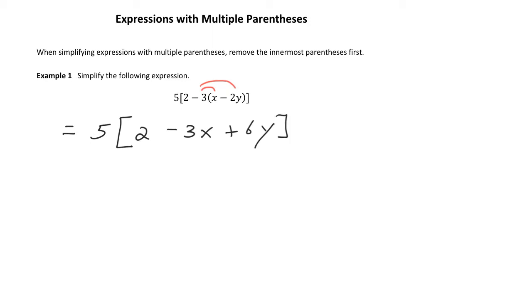I ignored pretty much the 5. This, technically a bracket, is acting as a parenthesis. I just wanted to work with the 2 minus 3 times x minus 2y and multiply that out. There are no like terms to combine, but now that this is done, I can distribute the 5 to the 3 terms inside the outermost parentheses. So we get, for our final answer, 5 times 2 is 10, 5 times negative 3 is negative 15x, and then a plus 5 times 6y is 30y.